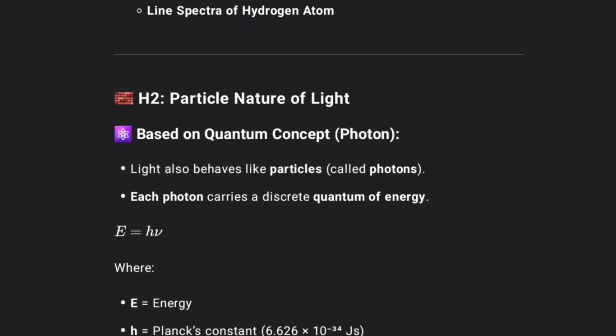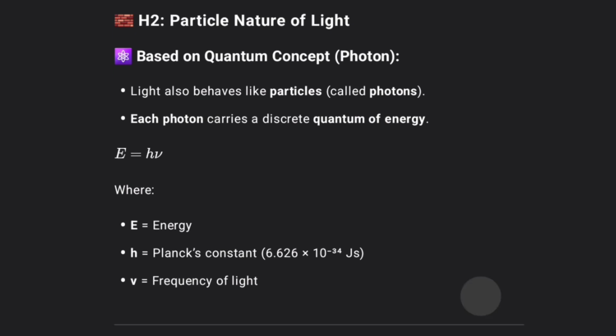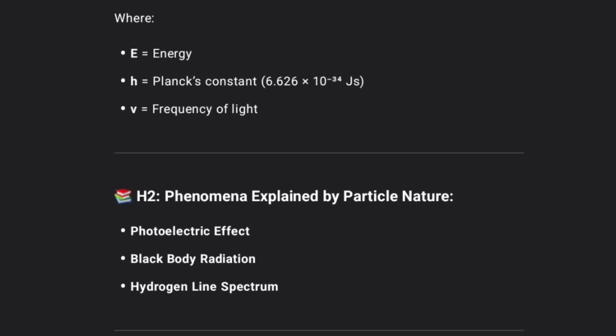Particle nature of light. Based on the quantum concept, light also behaves like particles, called photons. Each photon carries a discrete quantum of energy, E equals h nu, where E is energy, h is Planck's constant, 6.626 times 10 to the minus 34 joule seconds, and nu is the frequency of light. Phenomena explained by particle nature: photoelectric effect, blackbody radiation, hydrogen line spectrum. And the dual nature concept.